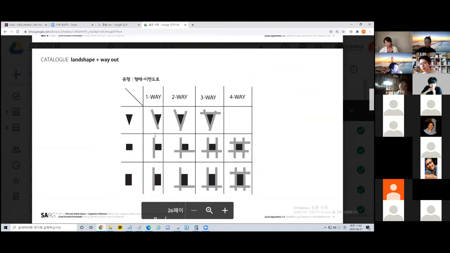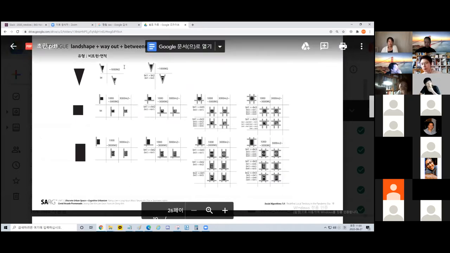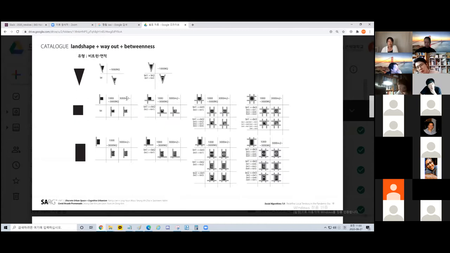After that, we created a catalog for various cases. We have three types of area, which are triangle, square, and rectangle. And for each area, we distinguish the case by the number of adjacent roads, which can be used as the entrance and/or exit, or both. And then we even specify the internal network concept according to the three types of area dimension. 10,000 square meters is the lowest, and 3,000 is the highest value.